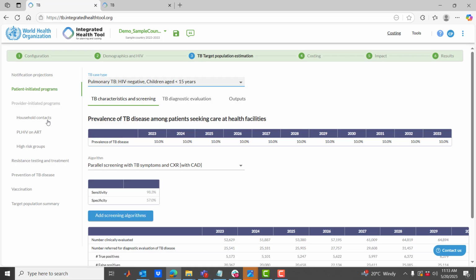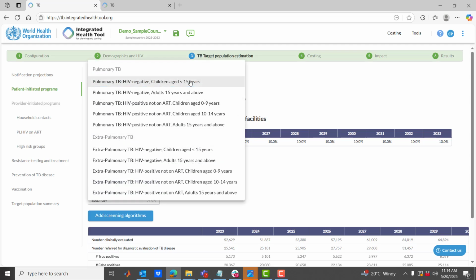There are 10 patient groups selectable from the TB case type selector. First, pulmonary TB among HIV-negative children aged 0 to 14 years, HIV-negative adults 15 years and above, HIV-positive not on ART children aged 0 to 9 years, HIV-positive not on ART children aged 10 to 14 years, and HIV-positive not on ART adults 15 years and above.